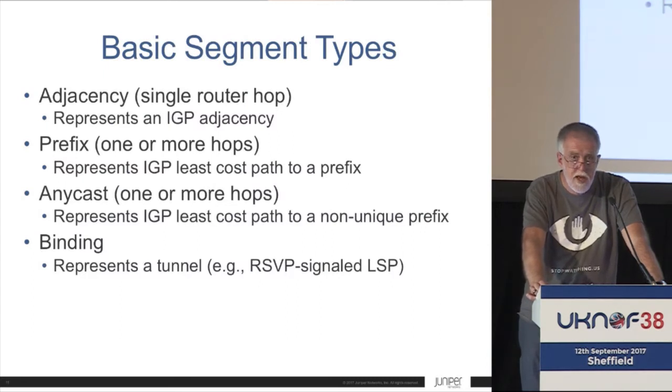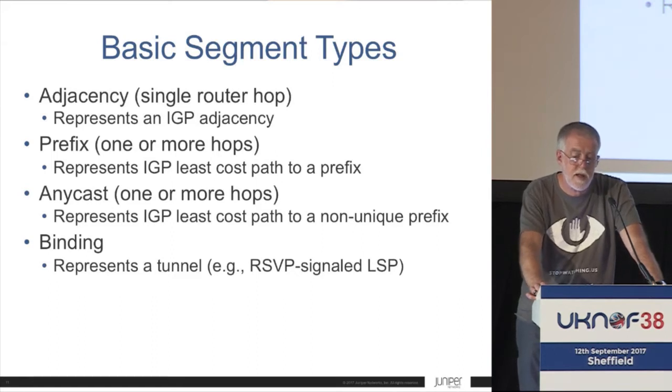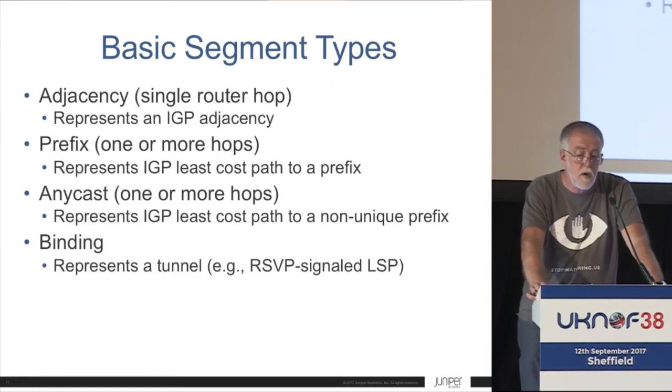So those segments, or the segment identifiers, have a number of different possibilities. We can identify an adjacency, so essentially an interface, a single hop. Or we can identify a prefix, and a prefix is going to be 1 or multiple hops, and you get there by following the IGP shortest path to that prefix.